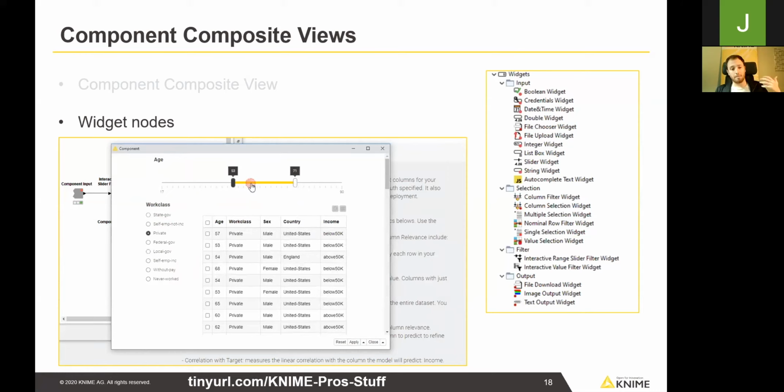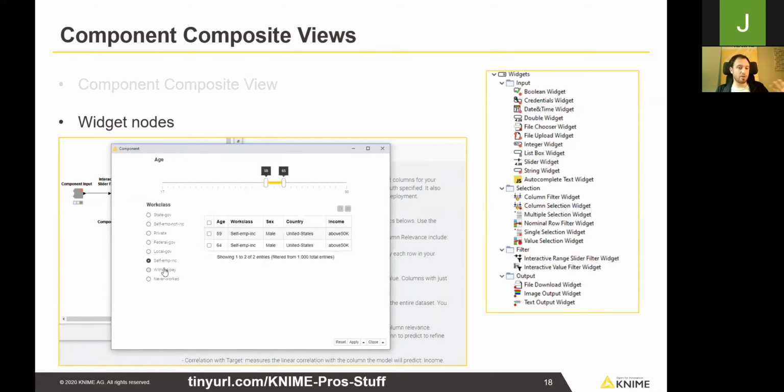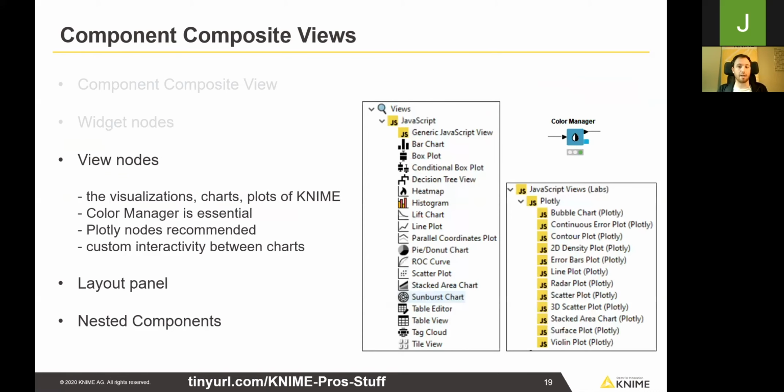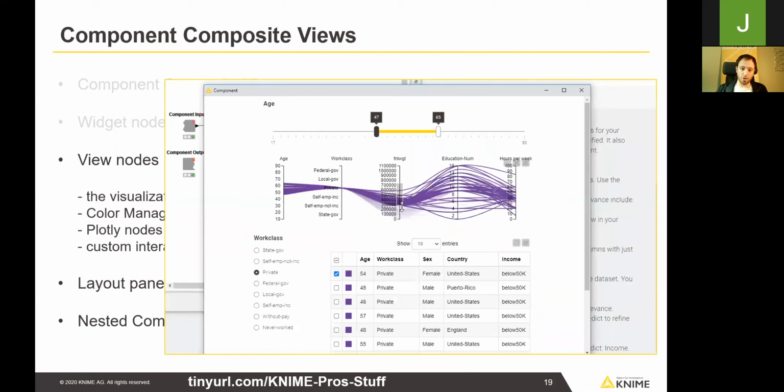Now, besides these two nodes, you need to combine them with the view nodes. The view nodes give you the possibility to create many different visualizations. We have many JavaScript nodes built by us, the KNIME JavaScript nodes, but also Plotly nodes, an integration with Plotly that works super similarly to our JavaScript nodes. You can combine them together to build a combined view. And let me show you an example here.